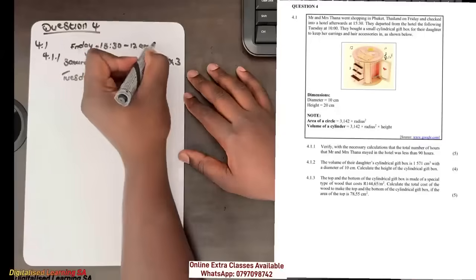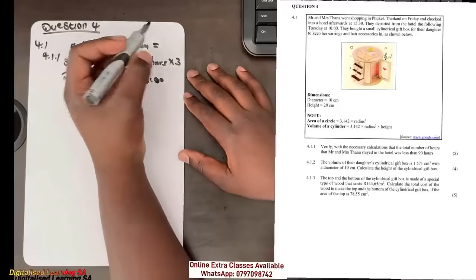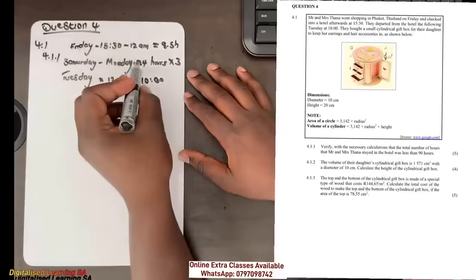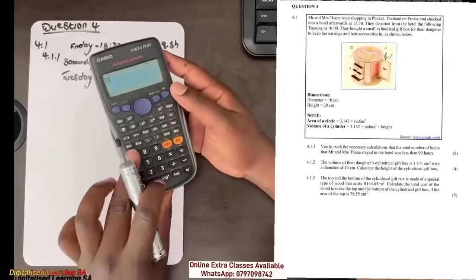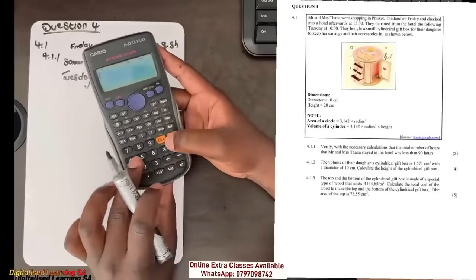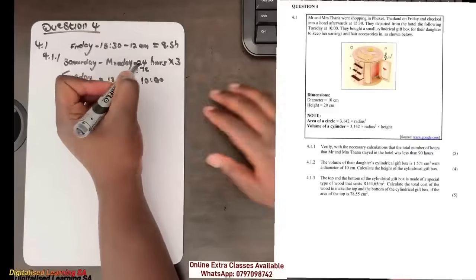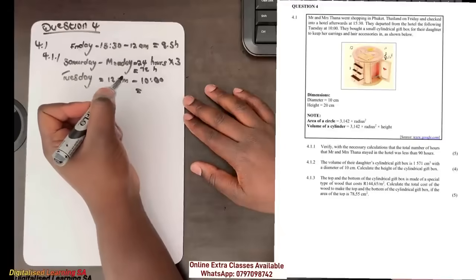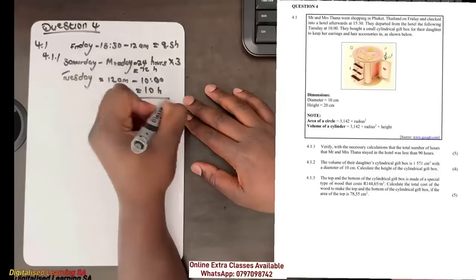So we can see that on Friday, if we count from 3:30 to 12 midnight, the hours will be 8.5 hours. And then if we count 24 hours multiplied by 3, this should give us 72 hours, because it's 3 days. And then on Tuesday they only stayed 10 hours, so from 12 midnight to 10 a.m. is 10 hours in total.